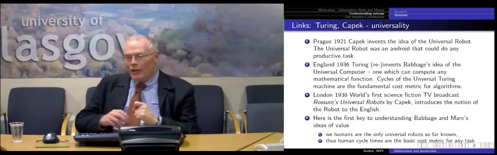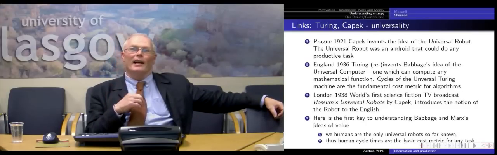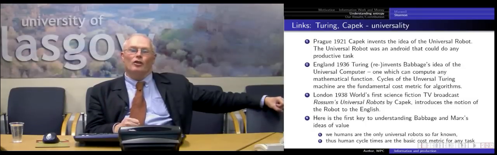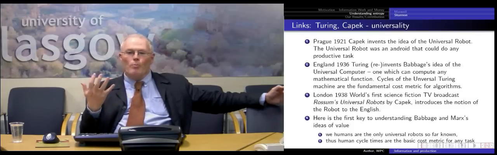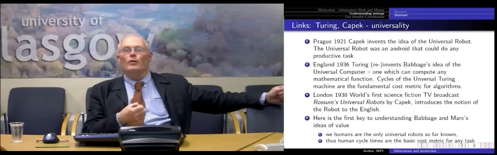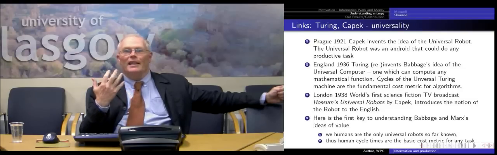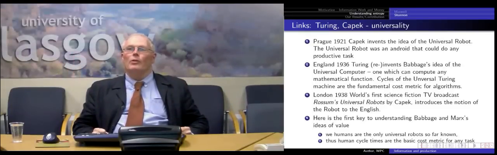It's interesting that in 1938, the first TV science fiction film came out just after Turing had written this paper, and it was a version of Rossum's Universal Robots. Of course, the word robot in Czech just means worker. So Rossum's Universal Robots were universal workers. And this is the key to understanding the relationship between Marx's and Babbage's ideas of value.